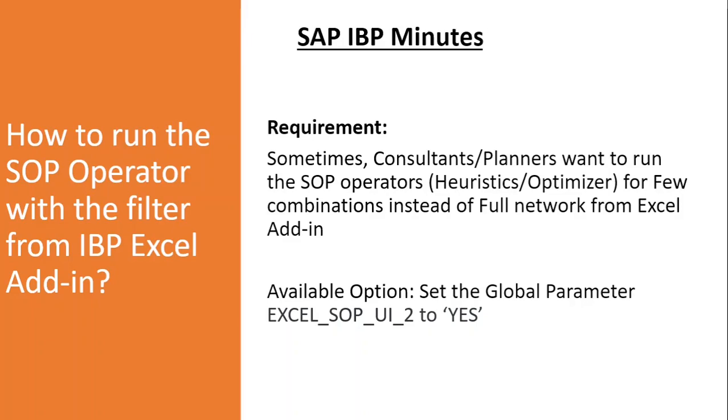When I say filter, it's like you want to run it for a particular product ID or particular location, or let's say two to three products. How do you run the S&OP operator only for a few combinations from the Excel add-in?